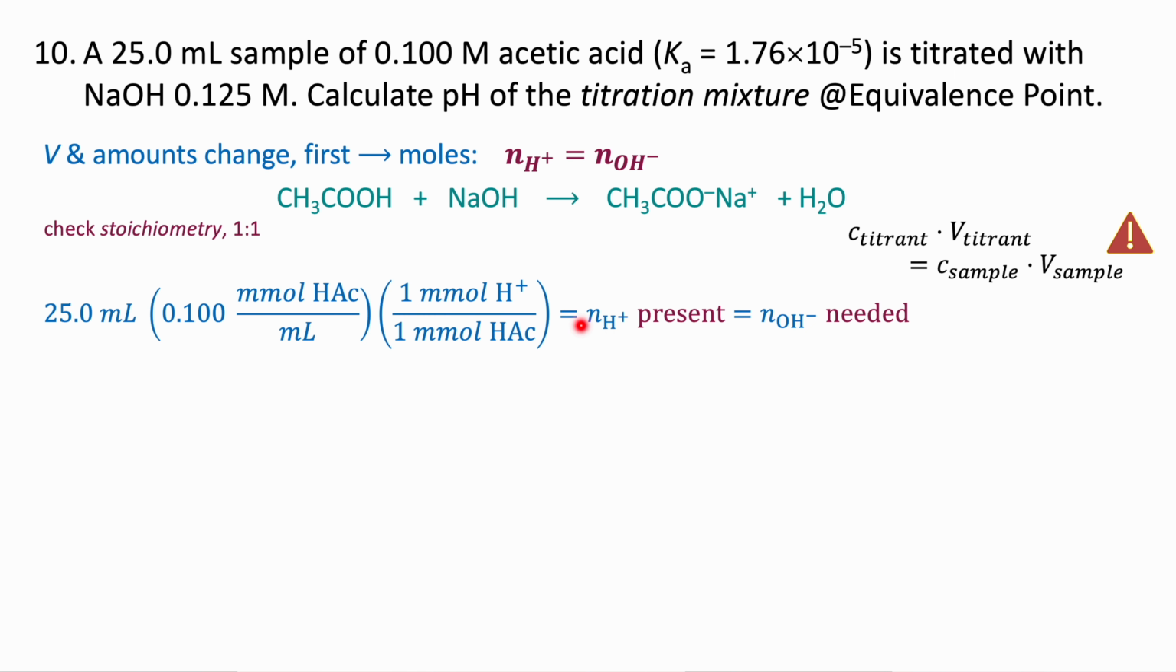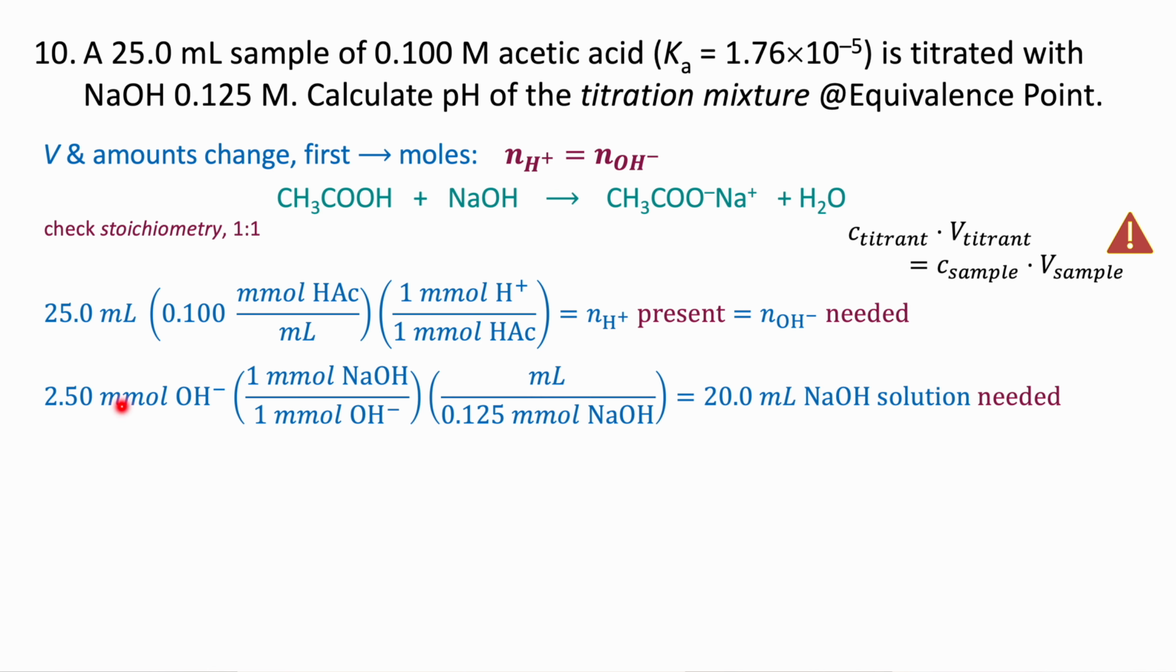So that gives you the number of moles of protons that are present in your sample, which is also the number of moles of OH minus that I need to add from my titrant. Now you can go from this amount of hydroxide ions, with a stoichiometry of hydroxide ions with respect to sodium hydroxide of 1-to-1, and then divide by the concentration of your sodium hydroxide solution. That's going to give you the volume of the sodium hydroxide solution that you're going to need in order to completely neutralize your sample of the acid.